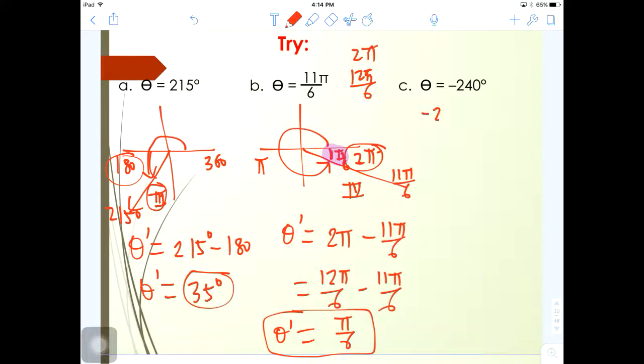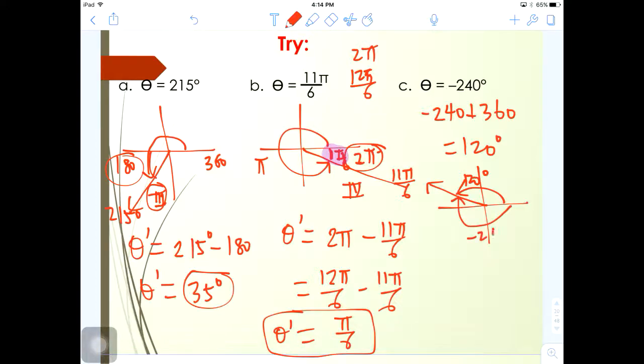Again, we need to unwind this angle by adding 360. So that will make it a positive 120 degrees. And that angle is coterminal with the negative 240. So either way, if you go from the left side, you end up with 120. If you go from the right side, you end up negative 240, which is still going to be in the second quadrant. So regardless whether you go left or right, positive or negative angle, you end up in second quadrant.